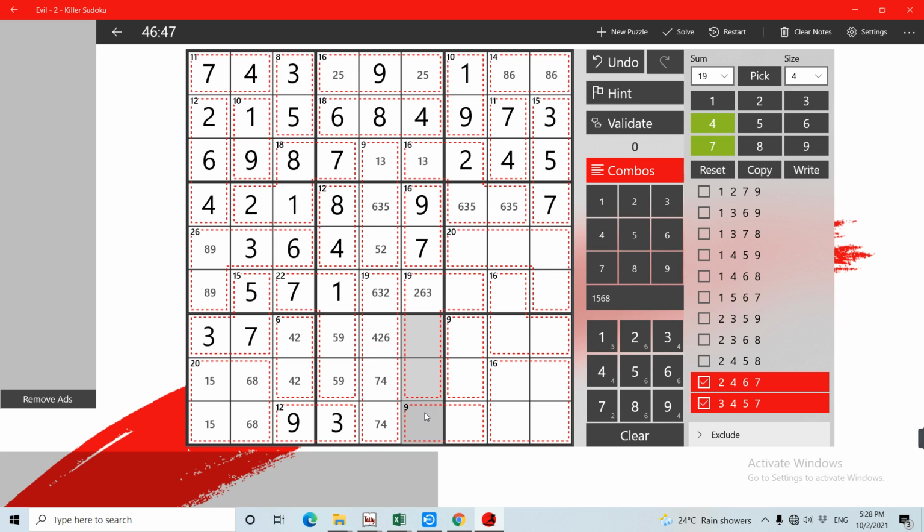Okay, so these are the remaining possible numbers here: 1, 2, 3 is there, 4, 5, 6, 7 has to be here, 8, and that's it. Of this, I don't know anything anywhere.